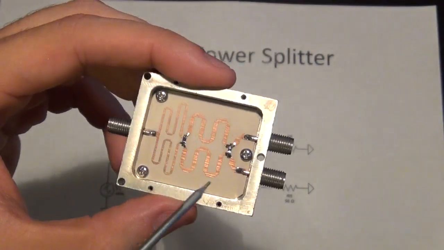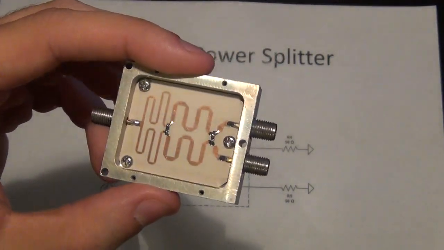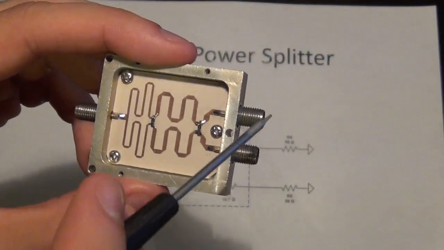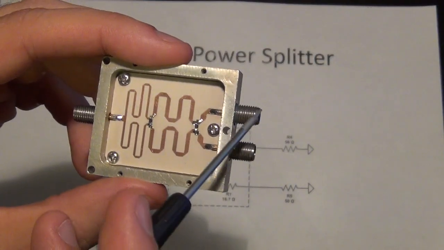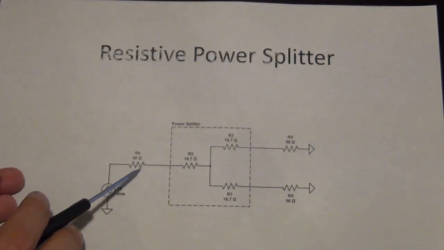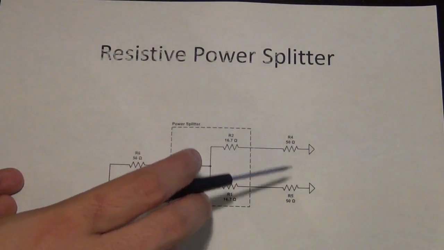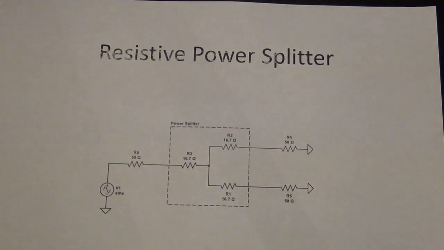But within that frequency range, this thing will do a very good job at dividing the signal from here into here without much loss. So you put in 0 dBm and you'll get approximately minus 3 and minus 3, as opposed to putting 0 dBm here where you get minus 6 and minus 6 because of the resistive losses of the power splitter.